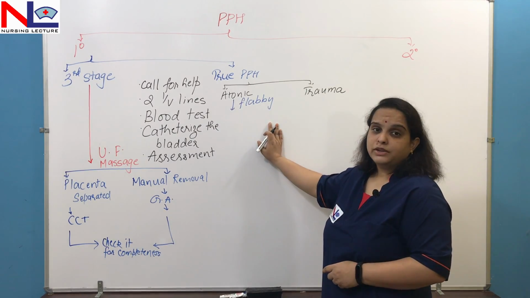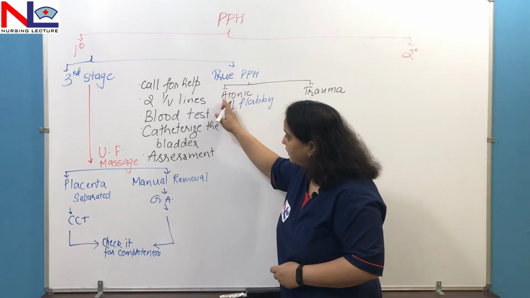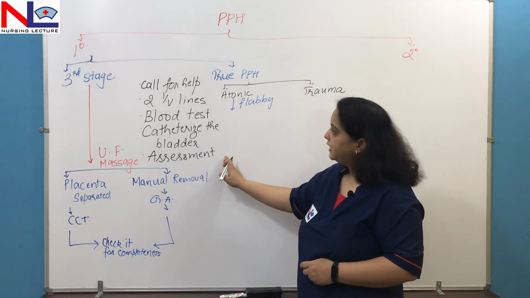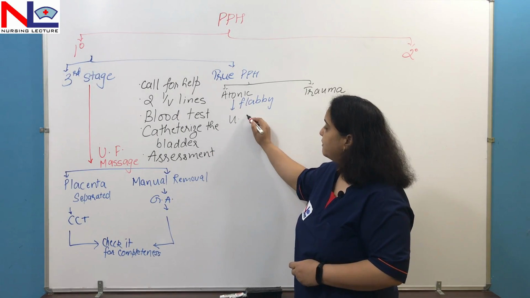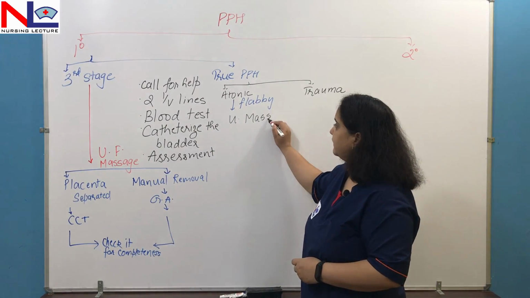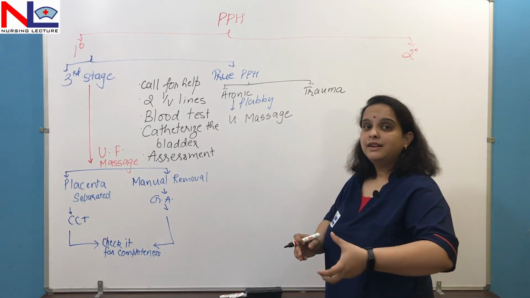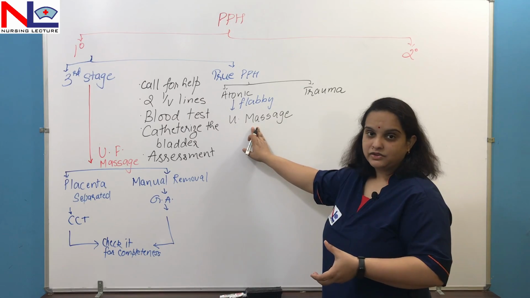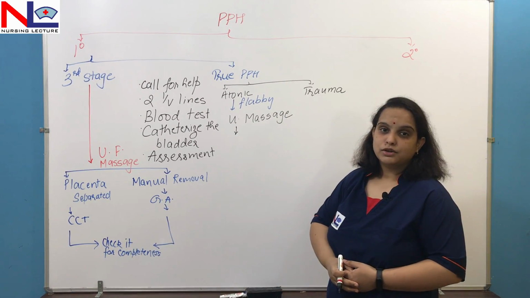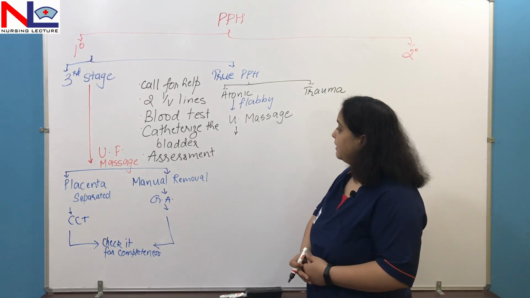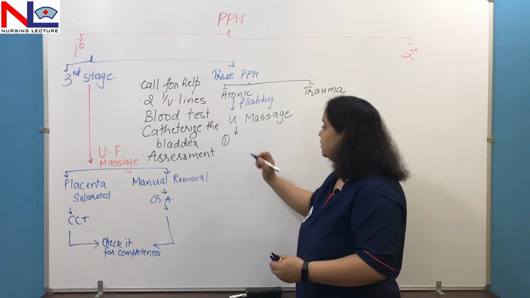So once we come to know that the uterus is atonic, we will go for all these preliminaries. We must do all these things, and then we will do uterine fundal massage. We'll try to make it hard by the fundal massaging. But suppose after giving this uterine fundal massage, it fails, then we will go for the drugs, that is, the uterotonics.